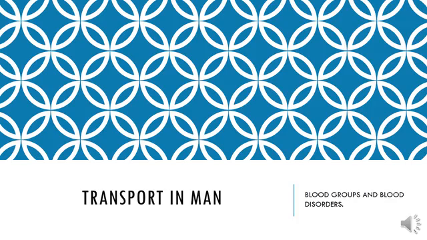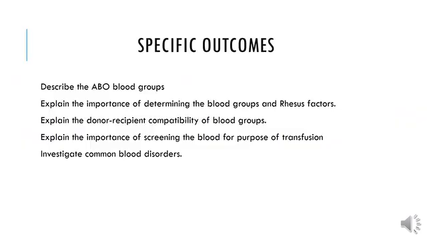In today's lesson, we're going to look at blood groups and blood disorders. By the end of this lesson, you will be able to describe the ABO blood groups, explain the importance of determining the blood groups and rhesus factors, explain the donor-recipient compatibility of blood groups, explain the importance of screening the blood for purpose of transfusion, and investigate common blood disorders.